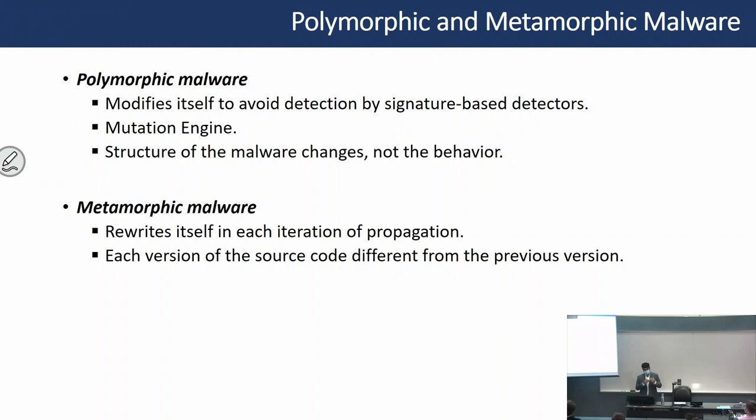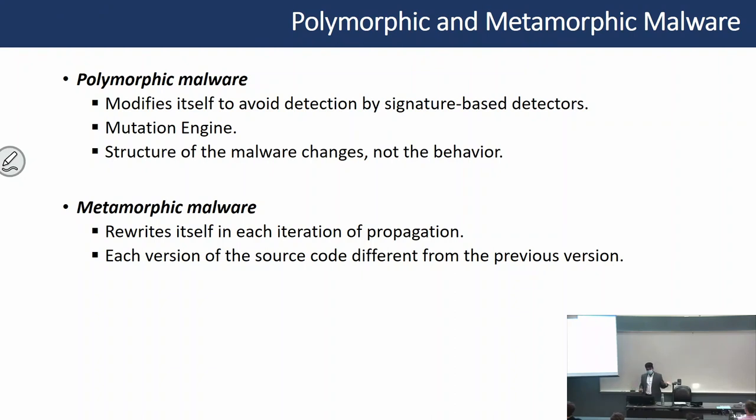So now let's take a step back and try to understand why existing antivirus software fails against modern malware. First, let's understand how modern malware is different from the previous malware that we were seeing. Modern malware which escapes antivirus software is of two types, polymorphic and metamorphic malware. As you can clearly understand, it has the word morphic, which means modification, right? So both of them modify themselves. Polymorphic malware has a mutation engine which changes the structure of the malware, but not the behavior.